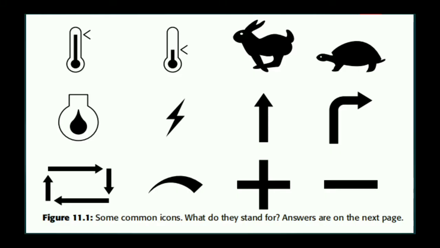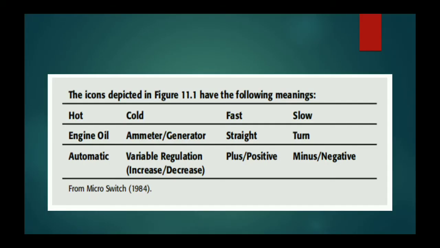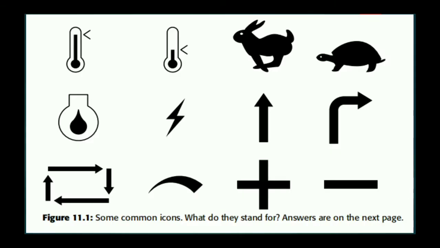Now we'll see the next one. The fifth icon is the engine oil icon. If you find this icon anywhere on the vehicle, then there is an engine oil place. The next is ammeter or generator, which can be displayed with the help of the flash icon. Then the upward direction means you have to go straight. Then a direction showing right or left means you have to take a right turn or a left turn accordingly.